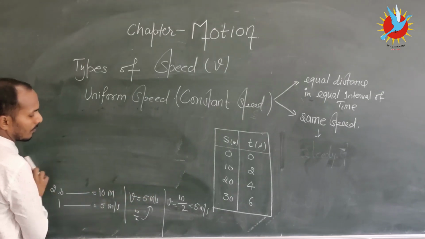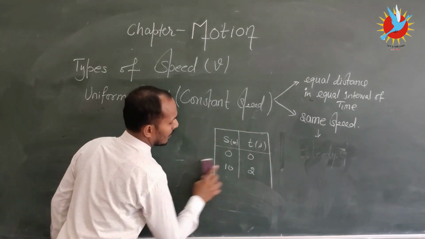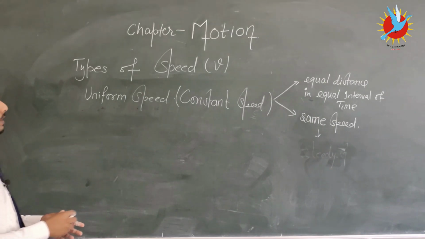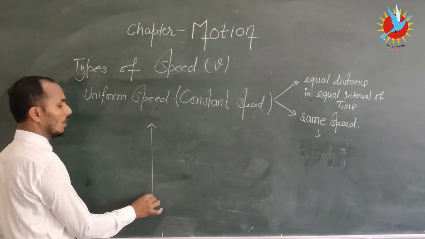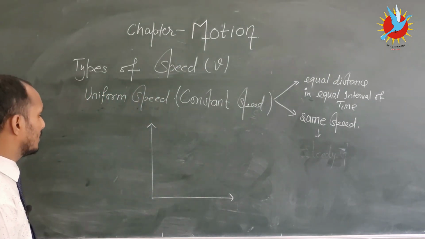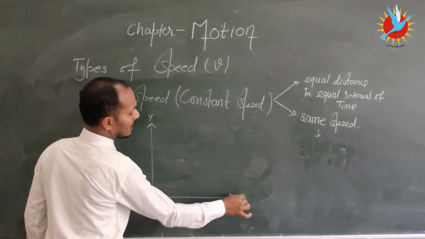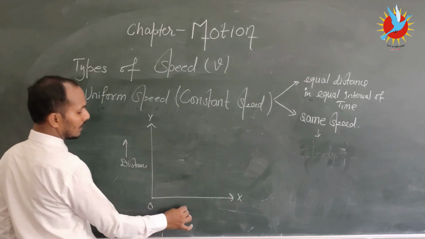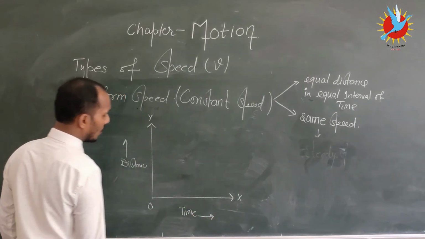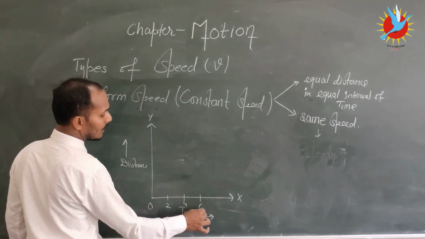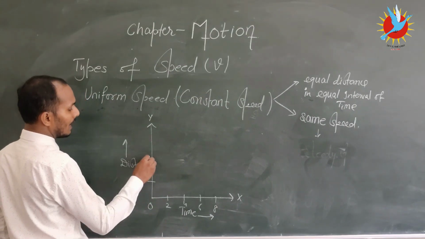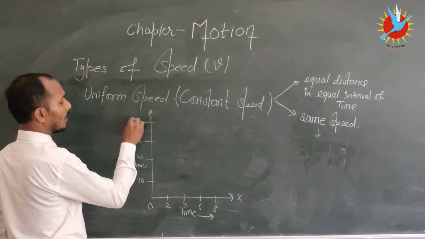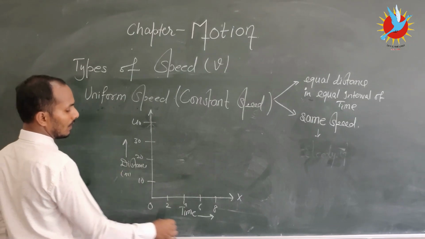Now you draw the graph of this situation, uniform speed, the distance time graph. This is the y-axis, this is the x-axis. Distance is on the y-axis, and time is measured along the x-axis. So time is 2 seconds, 4 seconds, 6 seconds, 8 seconds. We observe the distances are 10, 20, 30 and 40. Distance is in meter and time is in second.